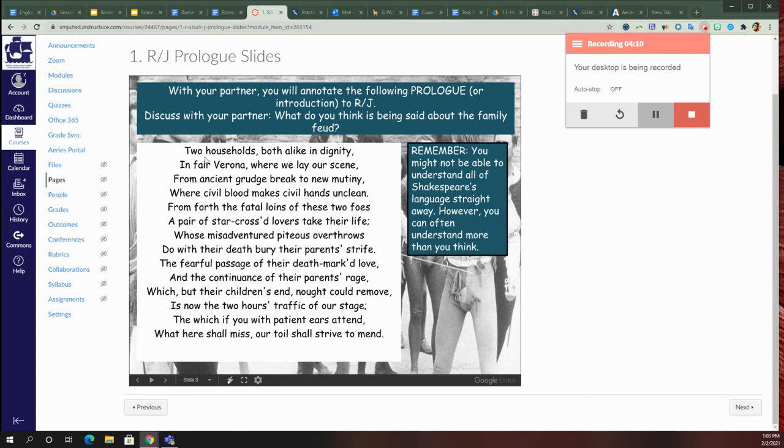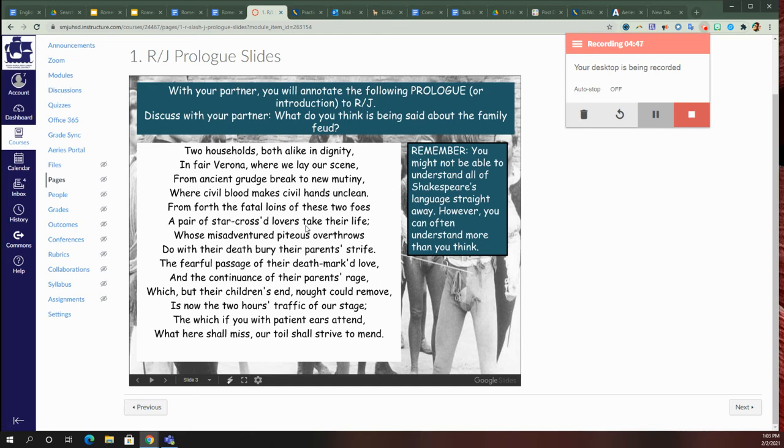So basically, two homes, both of higher class and morals, in the town of Verona, where this play takes place, from an ancient grudge between two families leads to new violence, where hands that belong to the upper class or polite society are also those which are the most violent, where because of fate and by way of family lines, there are two opposing forces or enemies.